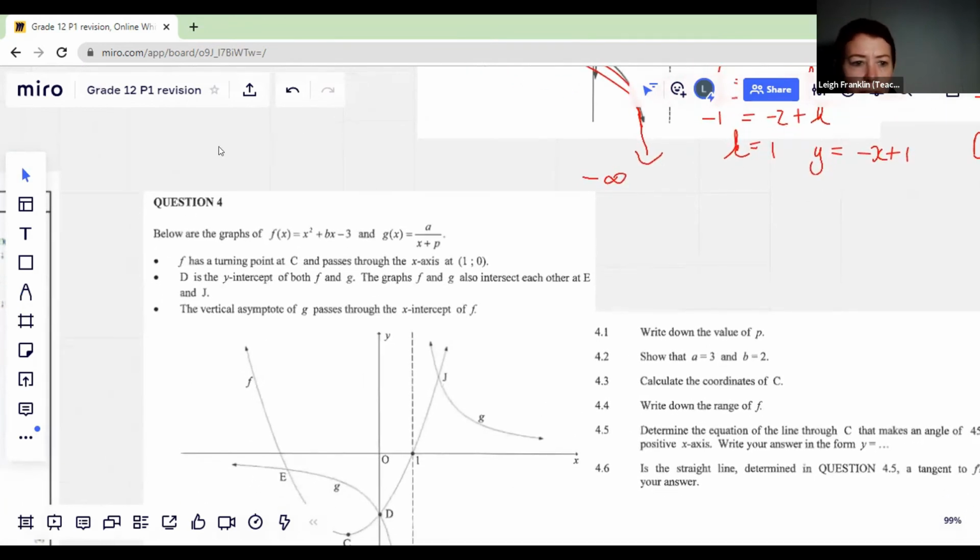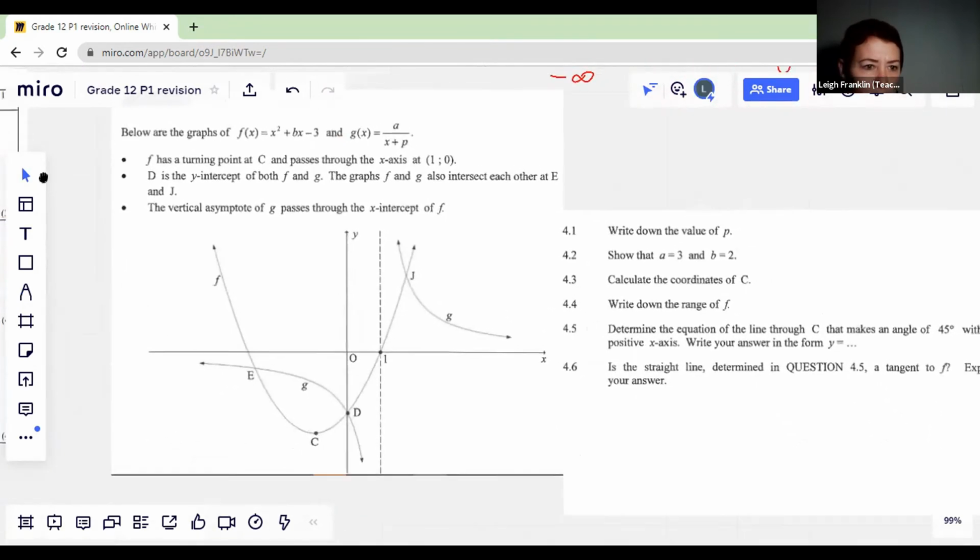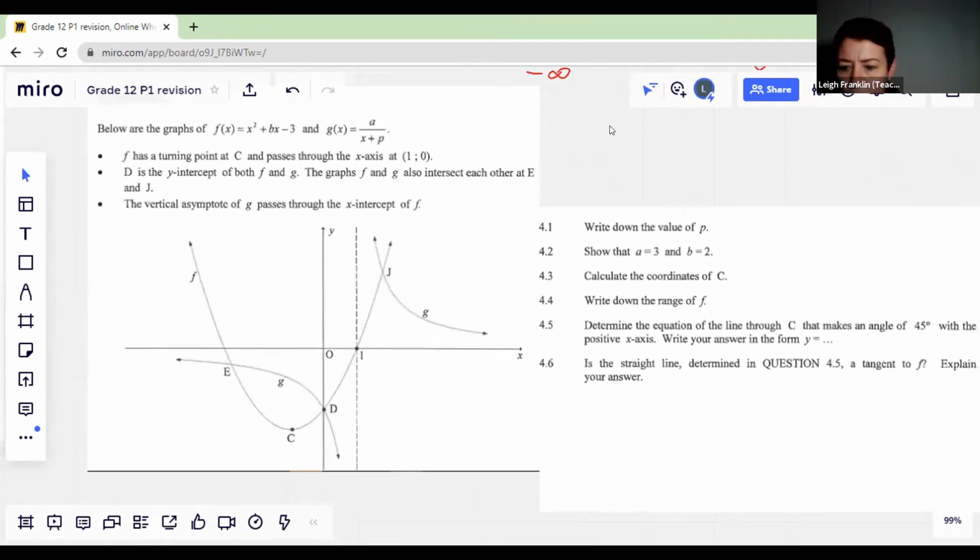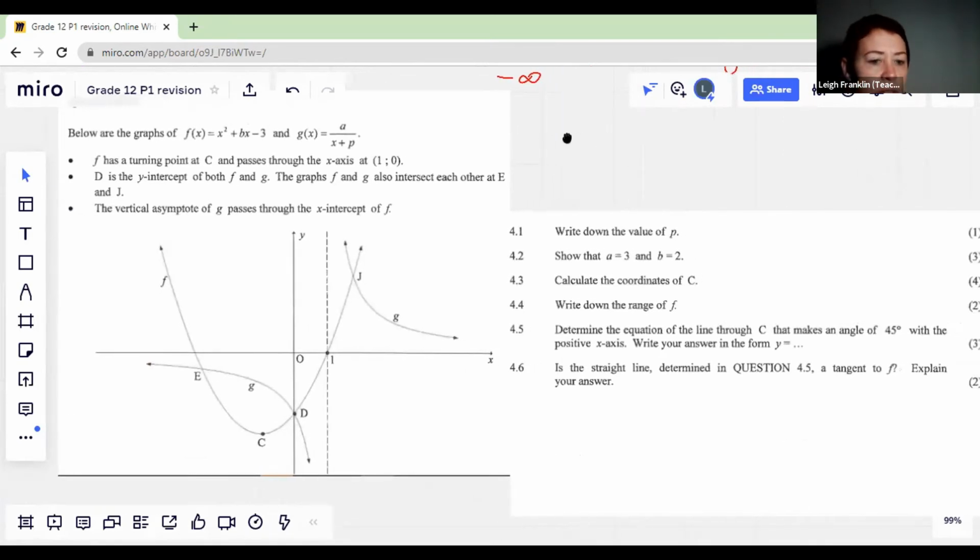So here is, I trust you'll stop me if you need to, another question. I'm hoping that we'll be able to get through all of this lesson. We really are flying. Here's another question that I found for you. And this is a parabola and a hyperbola mixed.